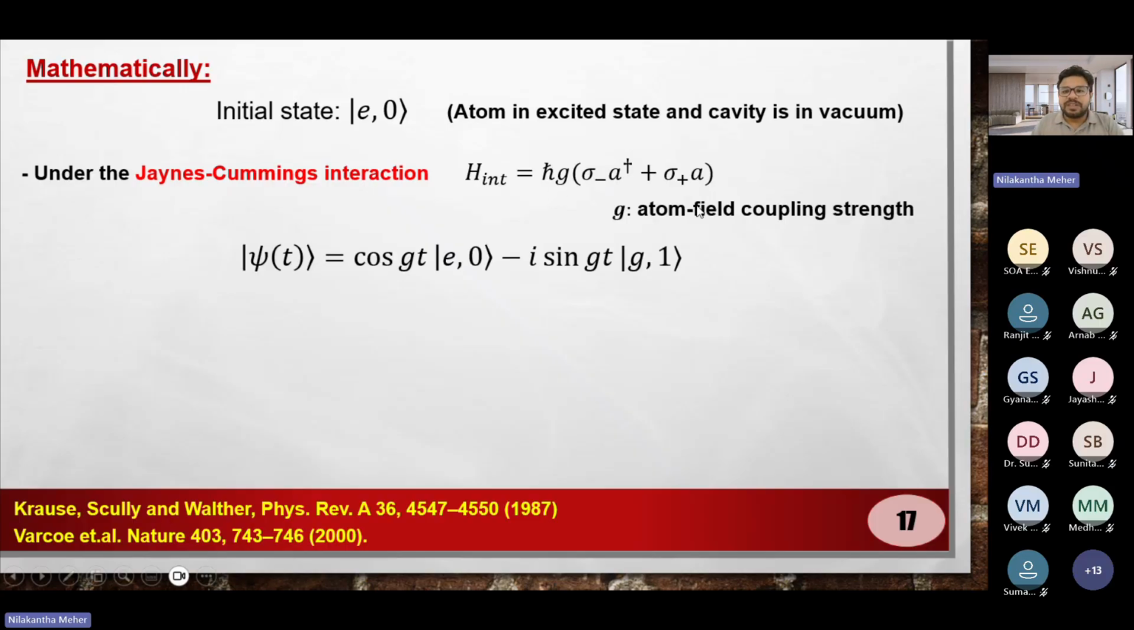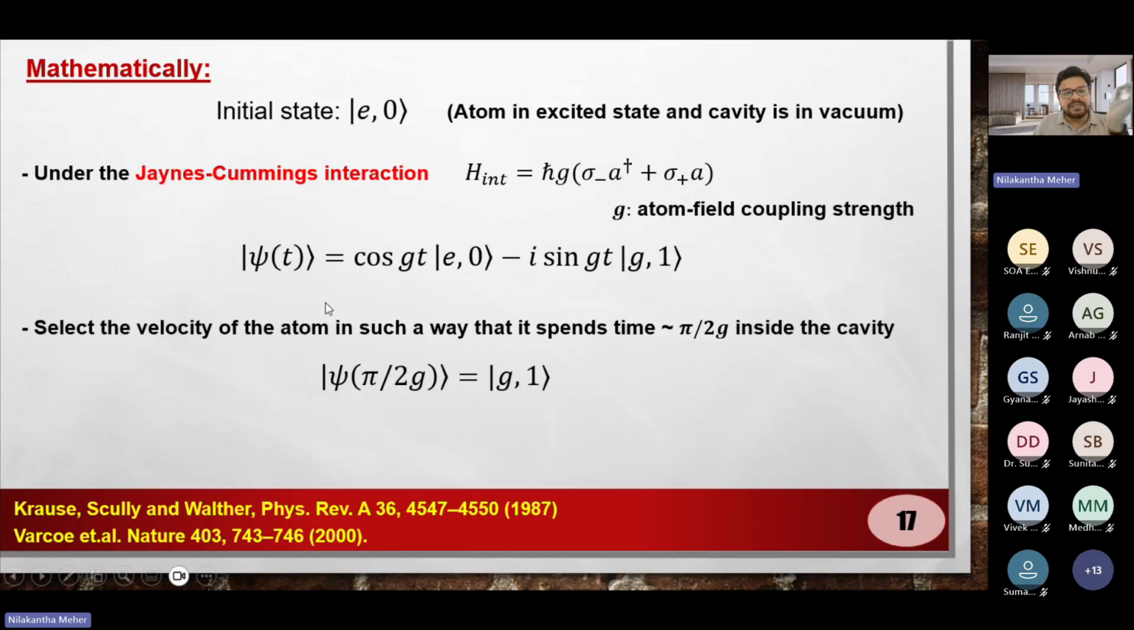Now, because of this Jaynes-Cummings interaction, our initial state evolves as follows. It will be cosine GT, so cos square GT will be the probability of finding E0, and sine square GT will be the probability of finding G1. You can see the G1 state is coming because the atom can emit the photon to the cavity and the atom goes to the ground state. So that's why there are two possible cases, E0 and G1. As we are not driving anything, these are the only two possible states. E0 can go to G1 with the probability of sine square GT.